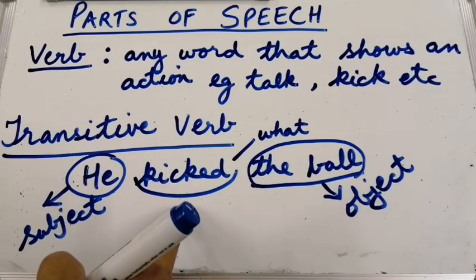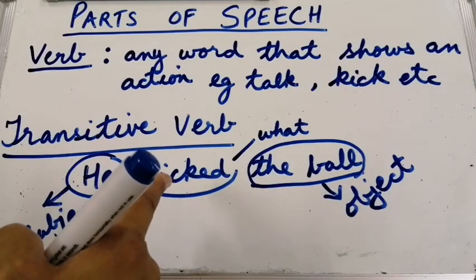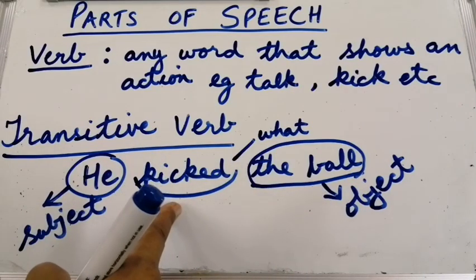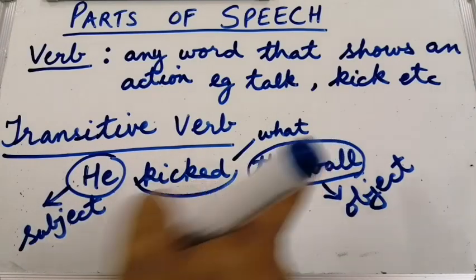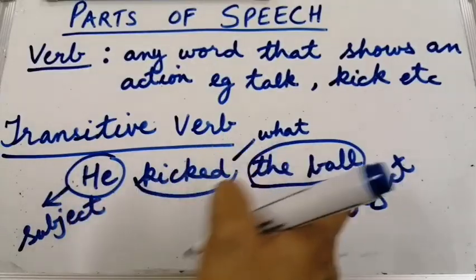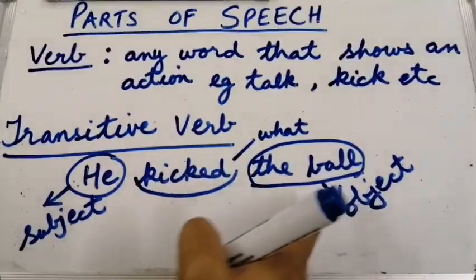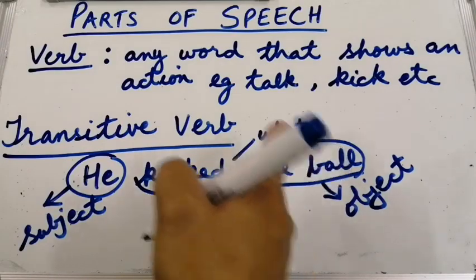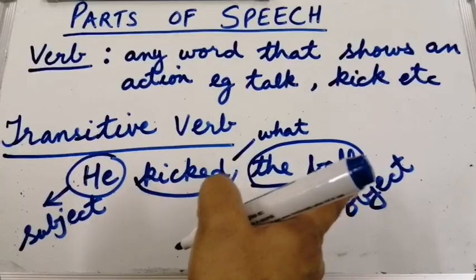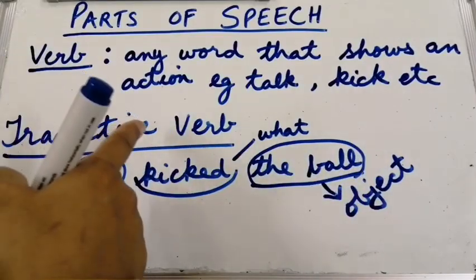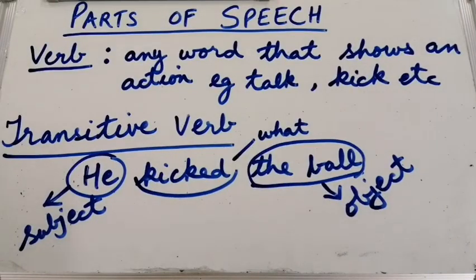So this verb has an object. That is why it is called transitive verb. Kicked is called transitive verb because it has an object. Kicked what? The ball. The ball is the answer to what after the verb. So this is the object. So transitive verb is the verb that has an object.